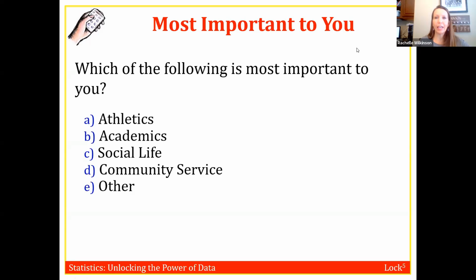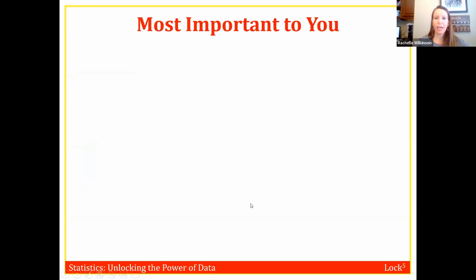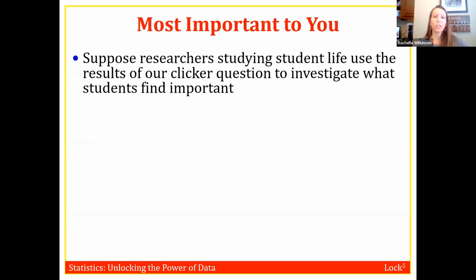Now, suppose that researchers are studying student life and they use the results of our poll that we just took, our Zoom poll, not our clicker question poll, to investigate what students find important, okay? So what would be their sample if they did that? You can type in the chat window what you think the sample would be for these researchers if they use the poll that we just did.